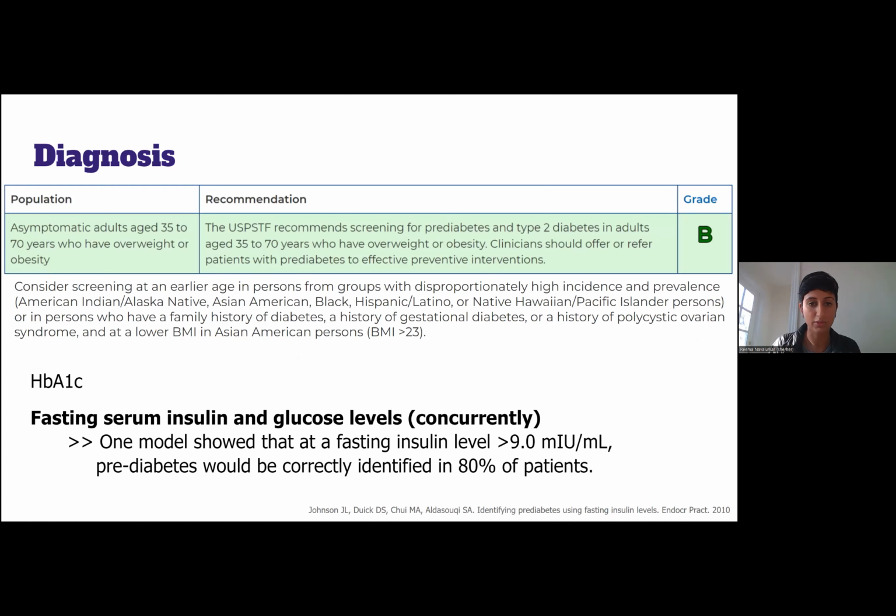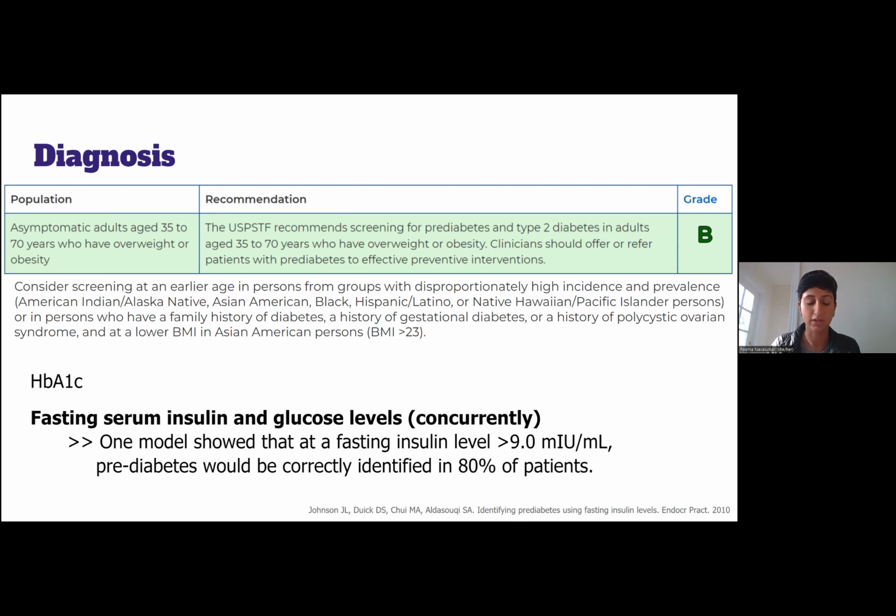I've included the USPSTF recommendations for screening to point out a couple things. One is, when I was in medical school, the recommended age was 40 to 70, and it's since been dropped to 35 to 70. And specifically in folks who are overweight or obese, so BMI of 25 or greater.